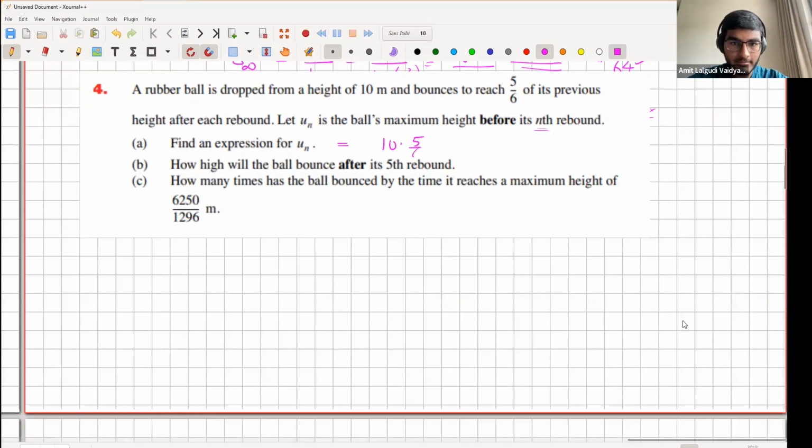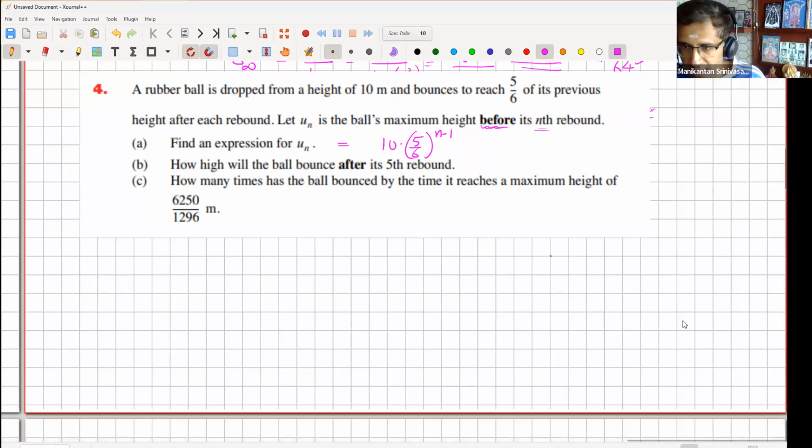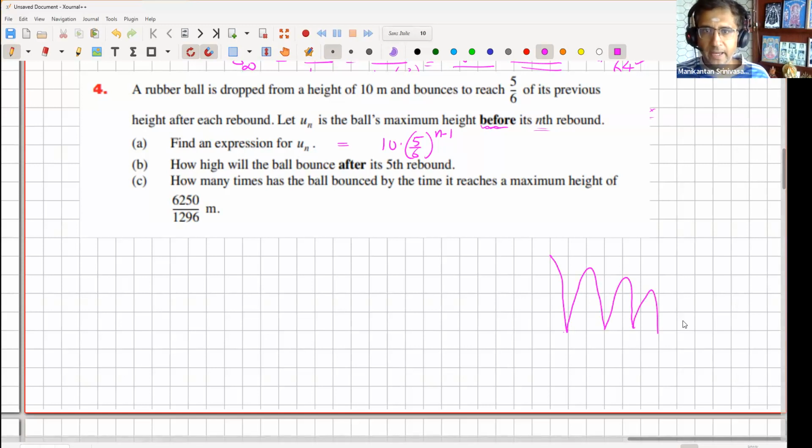Just because the word before is highlighted, always verify with one simple example. Suppose n equal to 1, then your answer is saying 10 times 5/6 power 0, which is 10. So is it true that before the first rebound, the maximum height is 10? Yes, it is, right? Because it's just starting. And then it's going like this. Okay, so for n equal to 1, it's correct. And therefore, it must be right. 10 times 5/6 power n minus 1. Before the nth rebound.